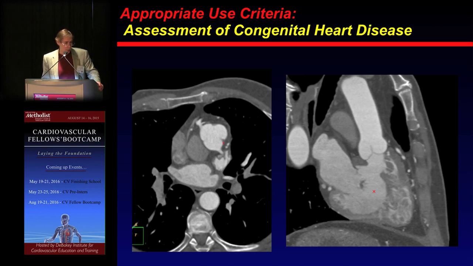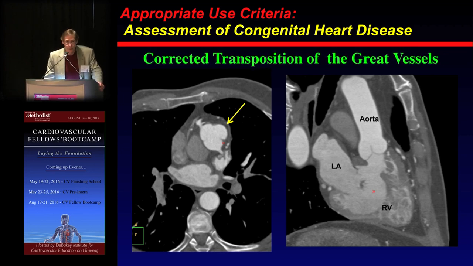We can also assess congenital heart disease. This was a patient of mine who had chest pain as well as congenital heart disease. You can see here, this is the aorta. And this is the pulmonary artery. Well, normally the aorta is down here and the pulmonary artery is up here, okay? So this is kind of an abnormal relationship. And the other thing you'll notice is that this is the left atrium, this is the right ventricle, and this is the aorta. So this patient actually had corrected transposition of the great vessels.